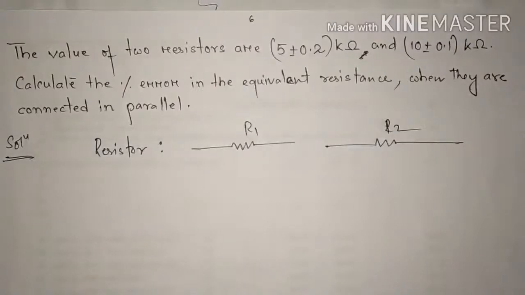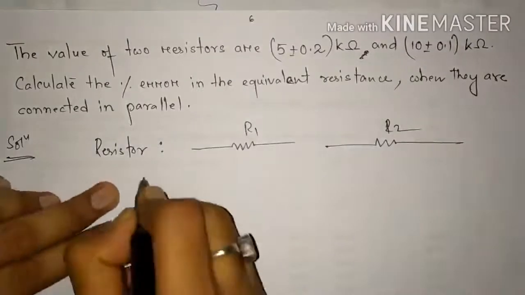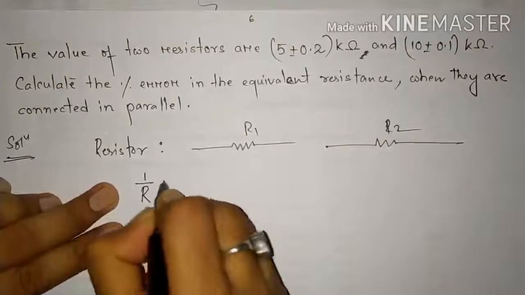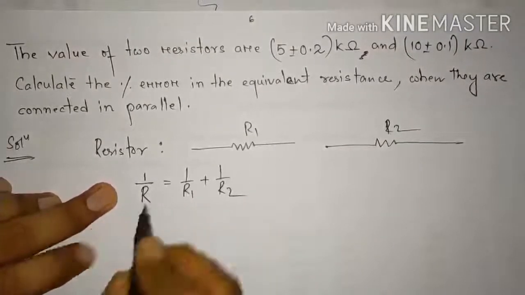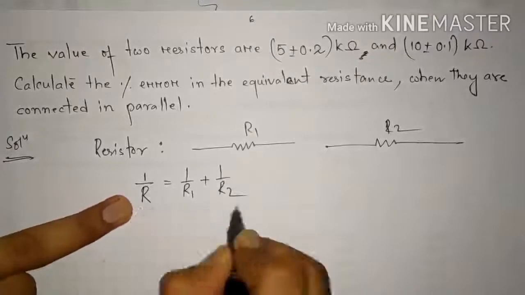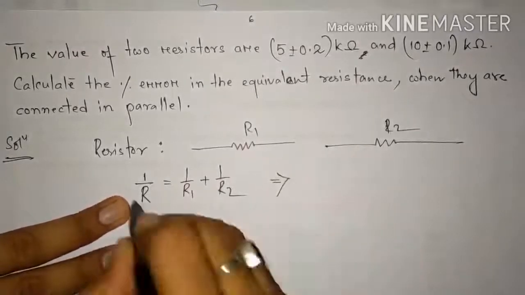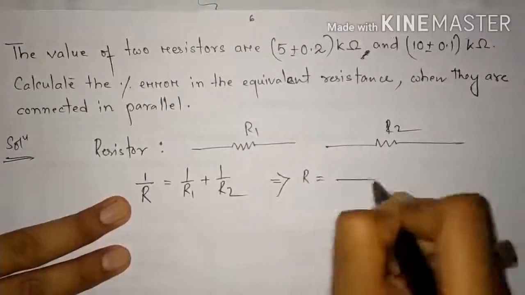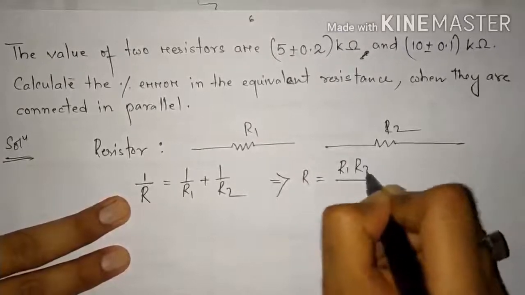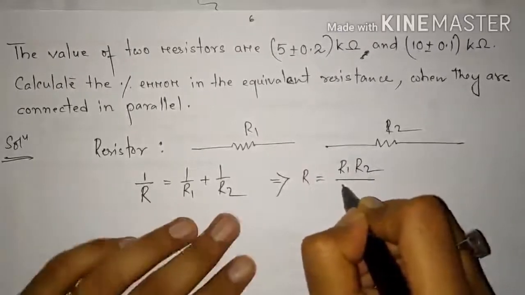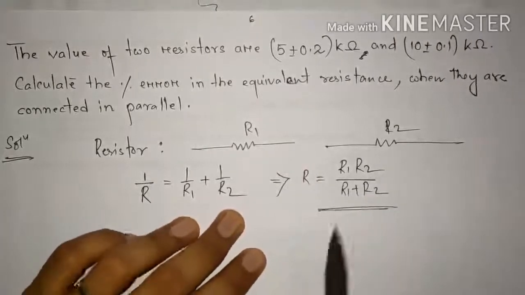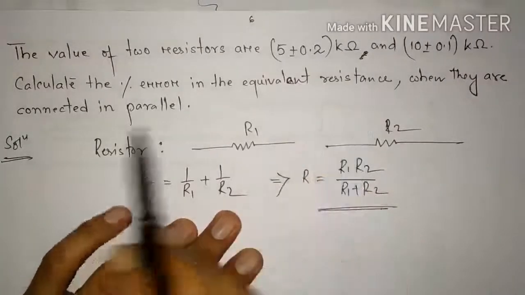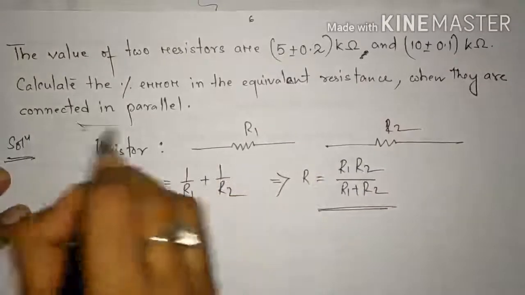Now we know when the resistances are connected in parallel, then the expression of equivalent resistance is 1 by R is equal to 1 by R1 plus 1 by R2, where R is the equivalent resistance. Now if this is the expression, then R becomes R1 R2 by R1 plus R2. So this is the expression of equivalent resistance when the resistances are connected in parallel.